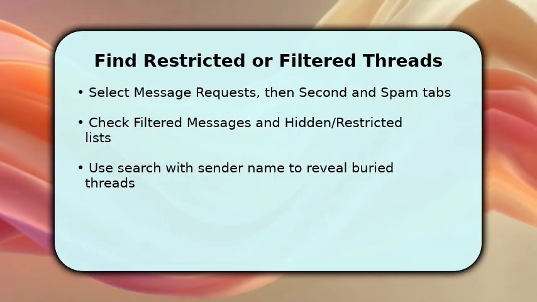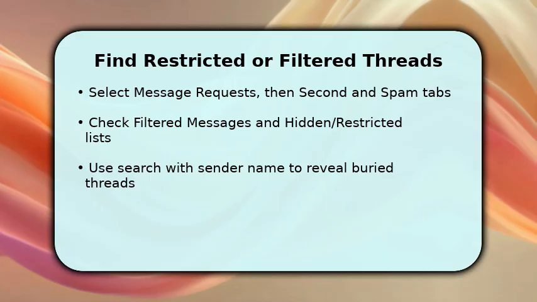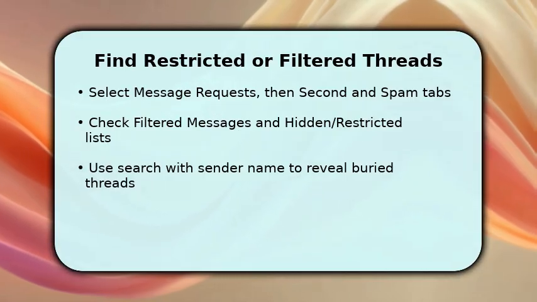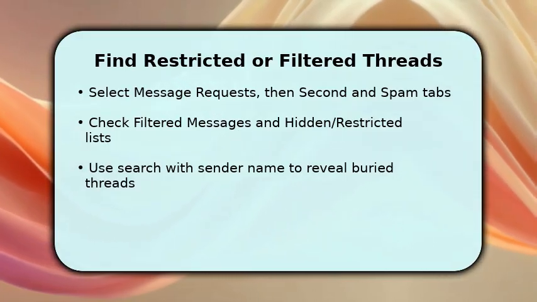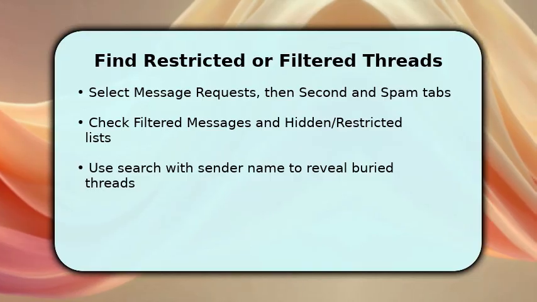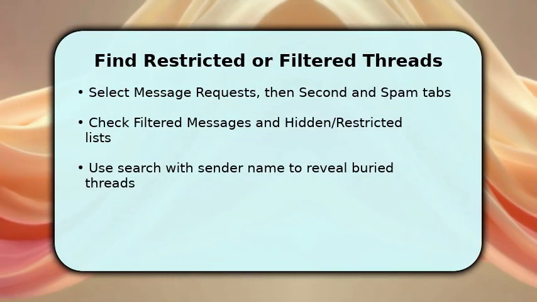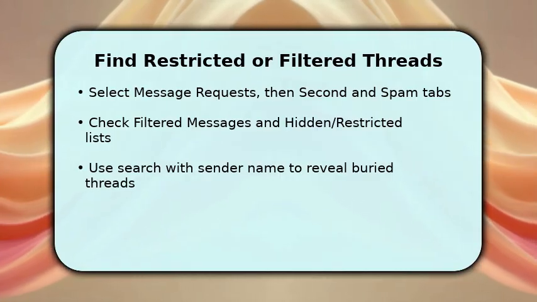You should also check any hidden or restricted lists under Privacy settings because moving a contact there removes their visibility from your inbox. If you know the sender, use the search bar to pull up buried threads quickly. Doing this helps you locate messages without unrestricting contacts you still want limited, and it speeds recovery of important notes.